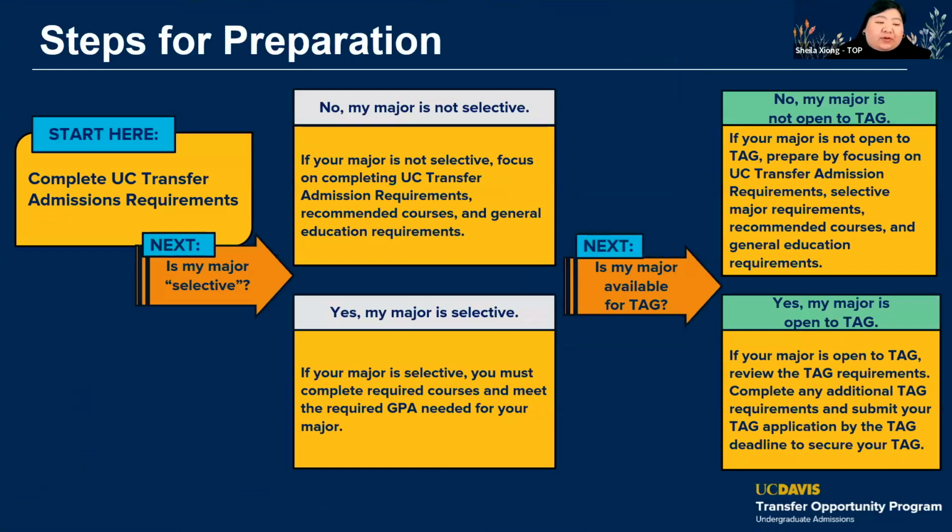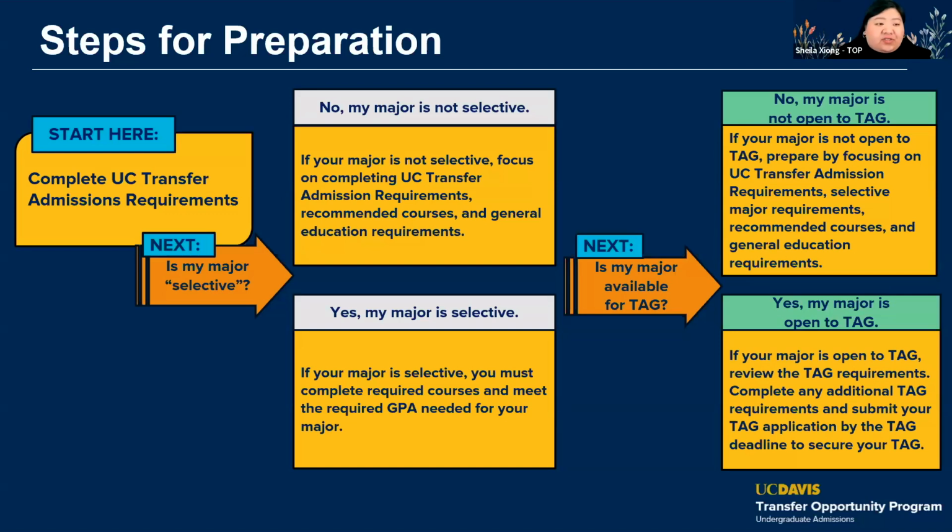Now, if you're preparing for transfer and wondering where to begin, we broke it down here. For many of you who are transferring, when you're thinking about how to organize all of these requirements and how to plan it, first start by considering the UC transfer admission requirements. You want to make sure you have the minimum UC requirements completed if you are applying to any UC in the system. The next question you should also be asking is, is my major selective?